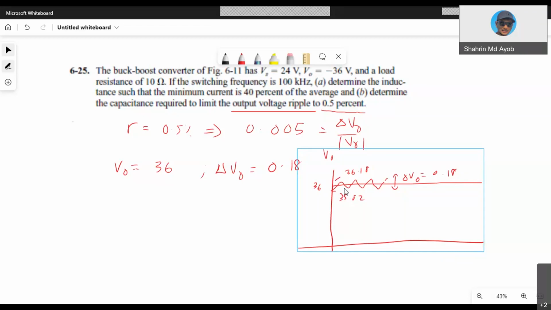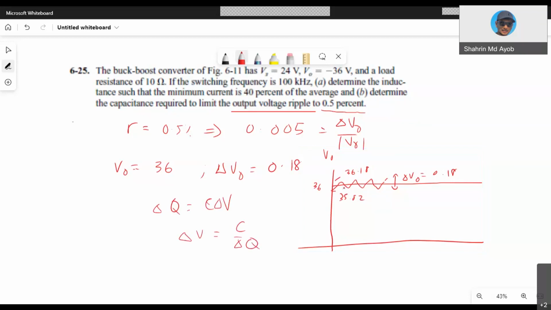But to have this ripple be very minimum, your capacitor value must be very, very big. Usually a very big capacitor results in a very, very small ripple voltage. Because Q is equal to C V. If there is a change here, for example delta Q over C, if you want to reduce this one, you need to increase the capacitor.